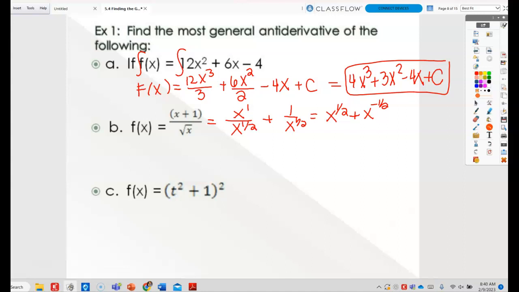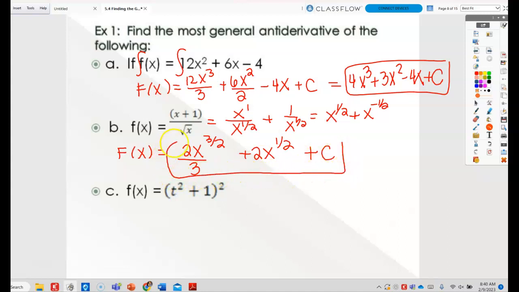So we're going to add 1 to those and then divide by that, which is like multiplying by the reciprocal. So 1/2 plus 1 becomes 3/2. And then multiply by your reciprocal. Negative 1/2 plus 1 becomes 1/2. Its reciprocal would be 2. And now, because we are without bound, plus c.